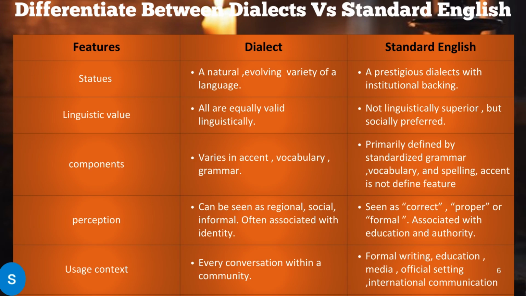Components: dialect varies in accents, vocabulary, grammar, and Standard English is primarily defined by standardized grammar, vocabulary, and spelling. Accent is not a defining feature. Perception: dialect can be seen as regional, social, informal, often associated with identity, and Standard English is seen as correct, proper, or formal, associated with education and authority. Usage: dialect is used in everyday conversation within a community. Standard English is used in formal writing, education, media, official settings, and international communication.